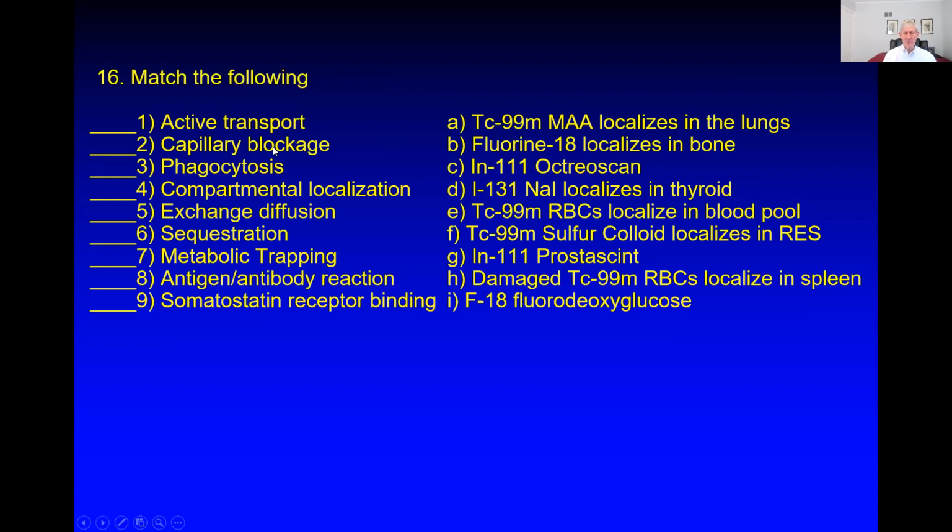Capillary blockage. A. Phagocytosis. F, sulfur colloid. Remember, those particles are phagocytized by Kupffer cells in the RES. Compartmental localization. E, technetium red cells in the blood pool. Let me make sure there's not another one. I don't think so.